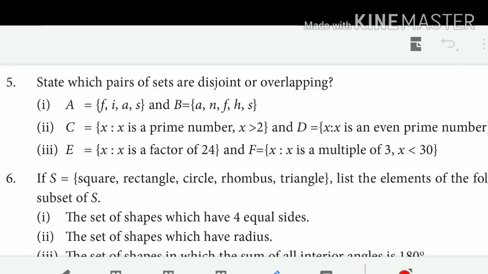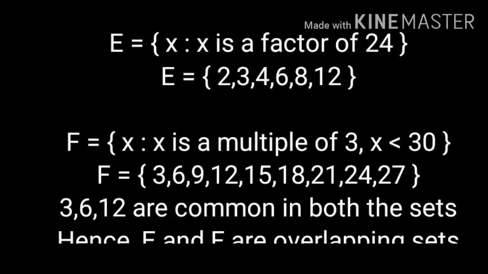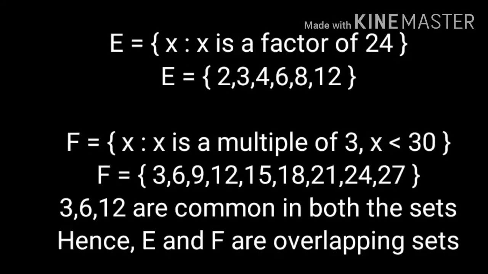Fifth sum, state which pairs of sets are disjoint or overlapping. In this, the third sum is E is equal to {x such that x is a factor of 24} and F is equal to {x such that x is a multiple of 3 and x is less than 30}. Here E is equal to the factors of 24. The factors of 24 are 2, 3, 4, 6, 8, 12 and F is the multiples of 3 less than 30, where F is equal to {3, 6, 9, 12, 15, 18, 21, 24, 27}. In these two sets we have 3, 6, 12 as common elements. So E and F are called overlapping sets.